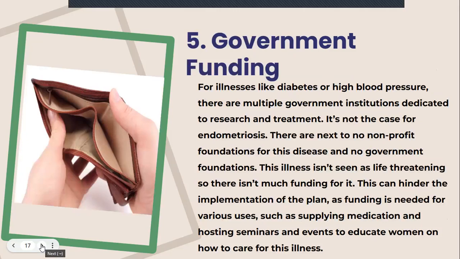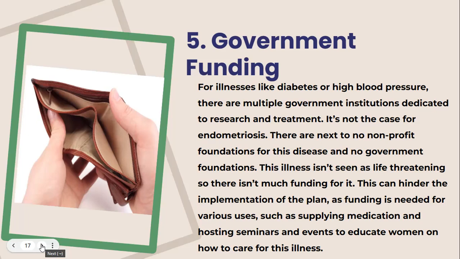Government funding. For illnesses like diabetes or high blood pressure, there are multiple government institutions dedicated to research and treatment. This is not the case for endometriosis, however. There are next to no non-profit foundations for this disease and no government foundations. This illness isn't seen as life-threatening, so there isn't much funding for it.